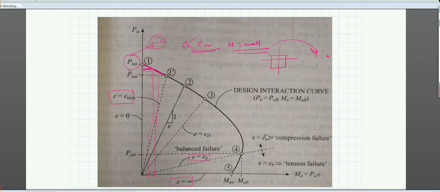So if someone asks you the condition for balance failure, it is E equal to EB. If it is less than EB, then it will be a compression failure. If it is greater than EB, then it will be a tension failure. This interaction diagram is very important. You can expect a small question in your exams asking you to explain this interaction diagram.